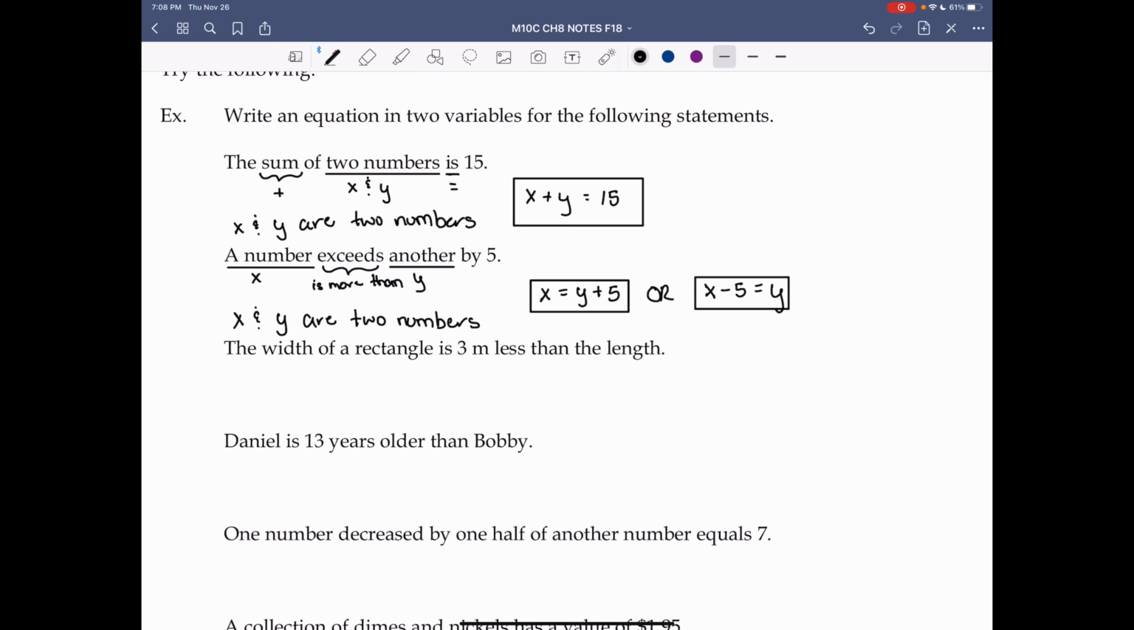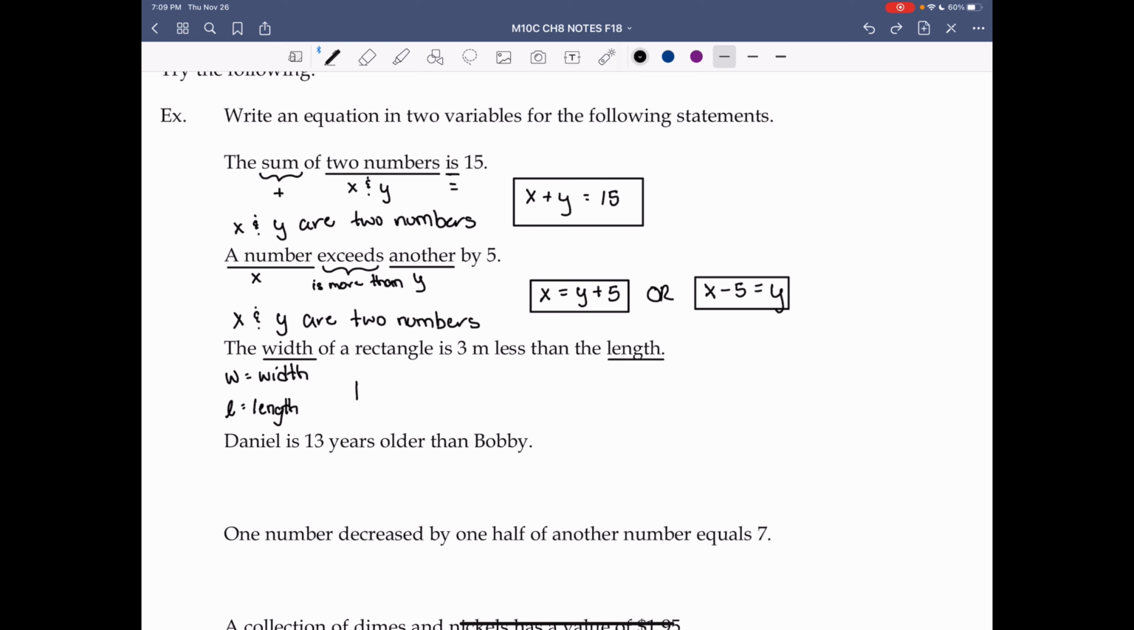The width of a rectangle is 3 meters less than the length. Our variables: we have the width. We don't know what the width equals, but that's going to be one of our variables. So w equals the width. Then we have the length. L equals length.